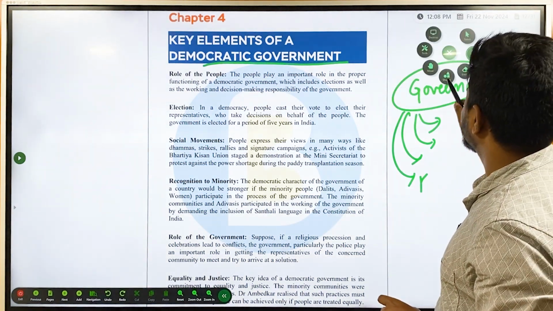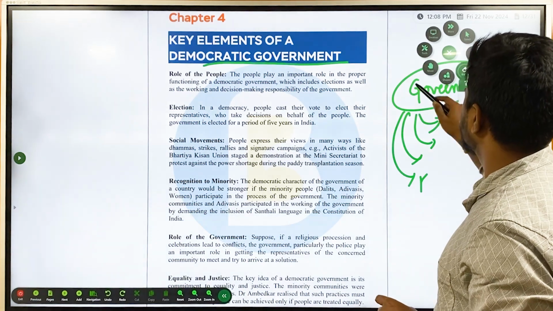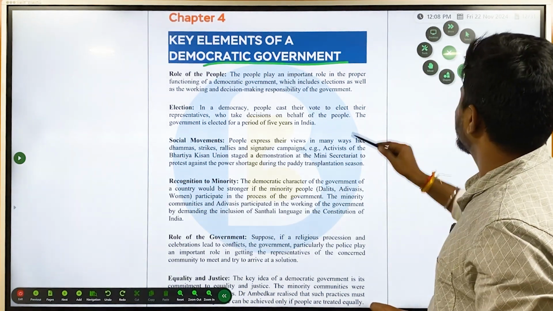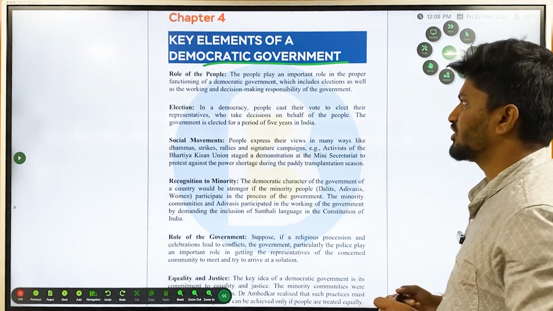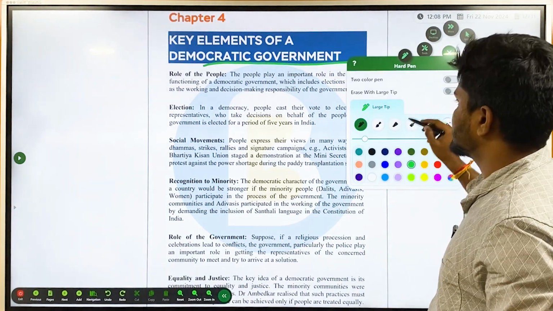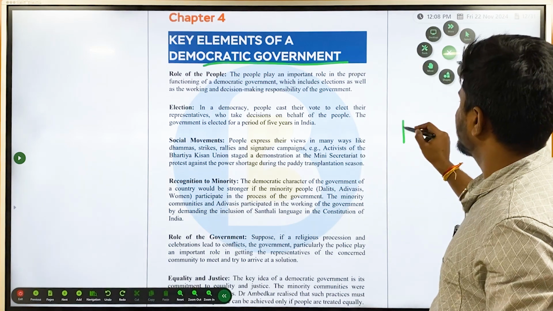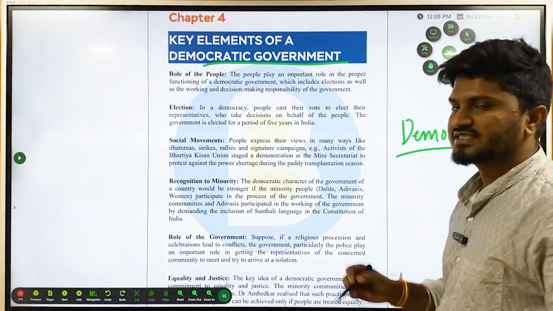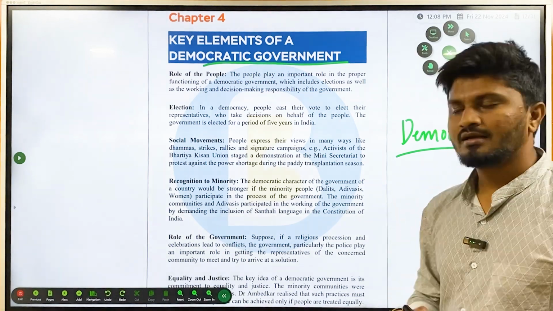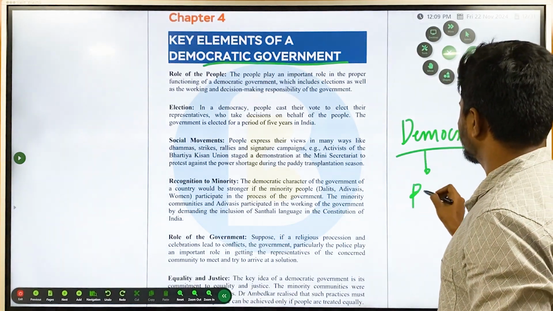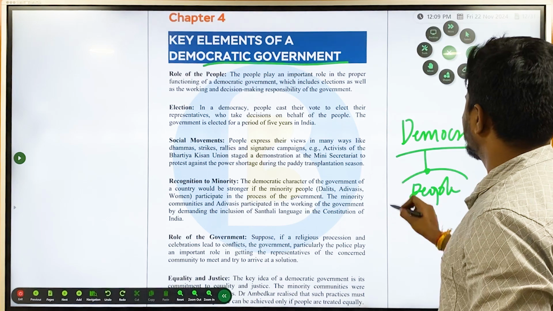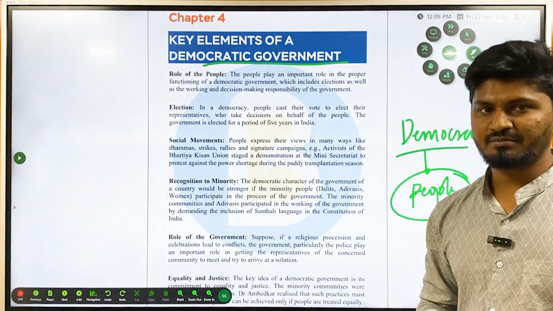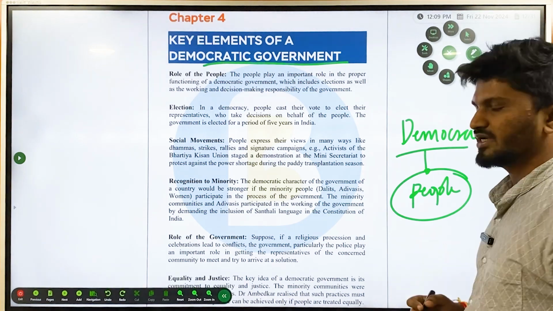And today we'll be discussing a type of government, that is democracy. In yesterday's class we had a brief discussion about what democracy means. Democracy is a form of government in which the representatives are elected by the people of the country. If the members who represent the people are elected by the people, then it is called a democratic government.